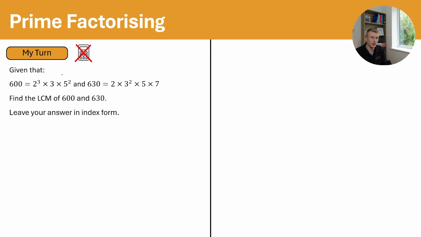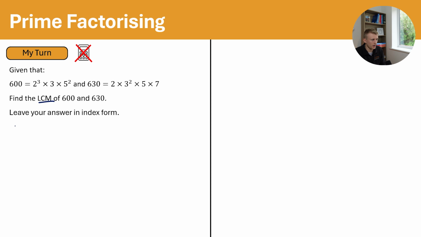So in our next example, we're going to use the prime factorized versions of the numbers to find the lowest common multiple. Given that 600 is 2 cubed multiplied by 3 multiplied by 5 squared, and 630 is 2 multiplied by 3 squared multiplied by 5 multiplied by 7, find the lowest common multiple of 600 and 630. Leave your answer in index form. The way I like to think of the lowest common multiple is that it's the highest common factor multiplied by any factors that are left over.